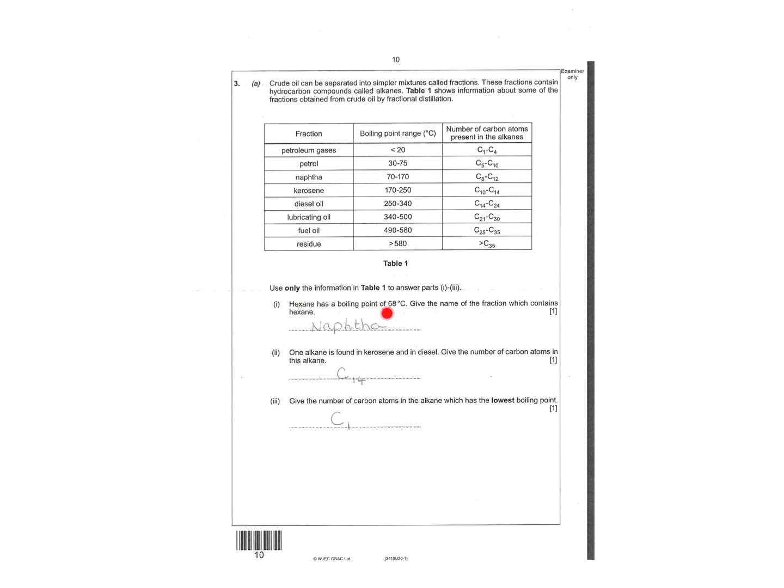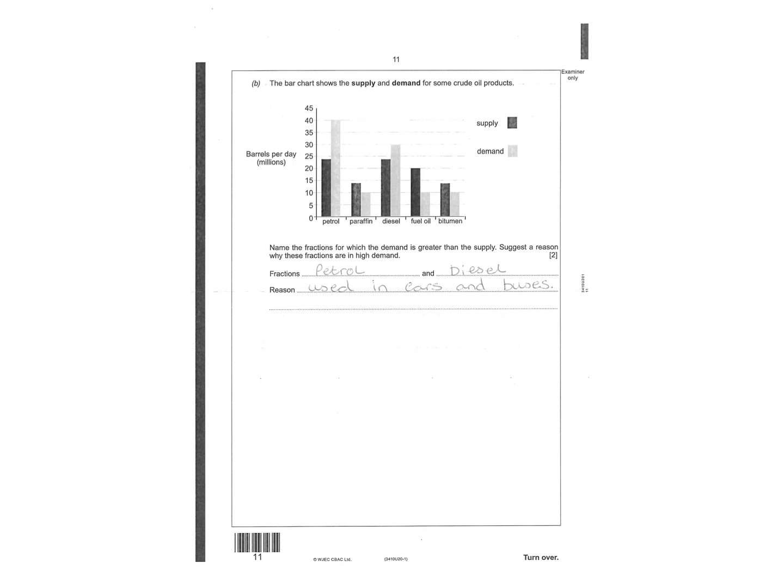Hexane has a boiling point of 68. Give the name of the fraction it belongs to, so it's going to be petrol, because the boiling point there would fit into that one. Kerosene and diesel, give the number of carbon atoms. So look at kerosene, look at diesel, the overlapping carbon atoms will be 14. Give the number of carbon atoms in the alkane which has the lowest boiling point, and that's going to be C1.